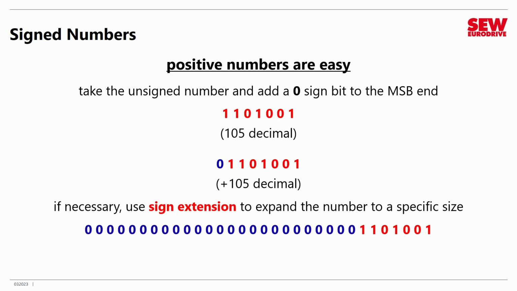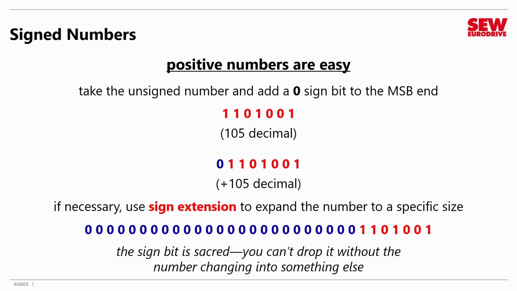And you may think, well, can I just drop those? After all, leading zeros are really not important. And the answer is absolutely not. The sign bit is sacred, and if you extend it and you have multiple sign bits, those are sacred. You can't drop them without the number turning into something else. If you drop those blue sign bits, you would actually now have a negative number, which is definitely not what you want. So don't mess with the sign bits, just leave them alone. They have to stay there.